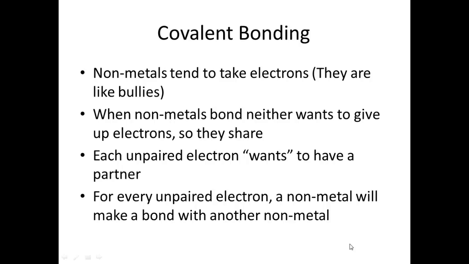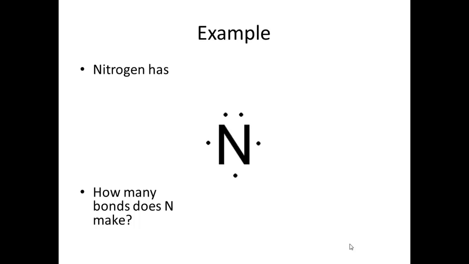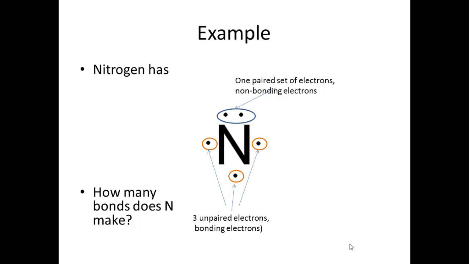Covalent bonding, as we talked about last class, is what nonmetals do. Nonmetals like to take electrons, so when two nonmetals come together, they share. If both want to take electrons, neither is willing to give them up. Each unpaired electron needs a partner. Nitrogen has one pair of non-bonding electrons and three unpaired electrons, which are for bonding. So nitrogen makes 3 bonds, one for each unpaired electron.